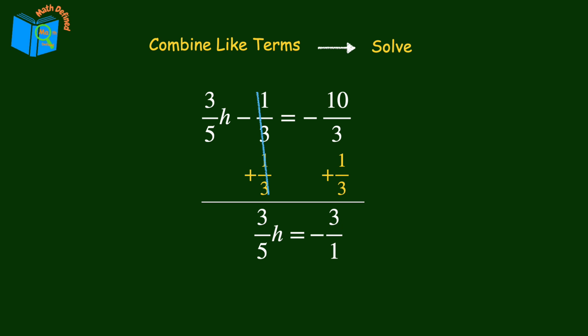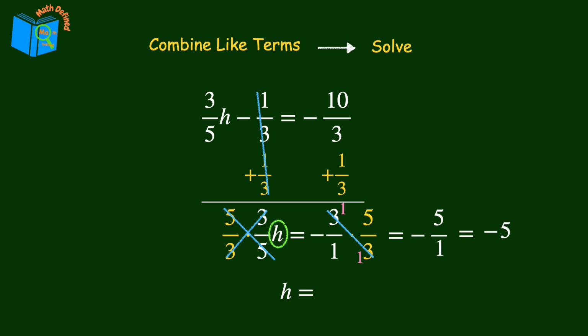over 1. Next, we solve for h by multiplying both sides by the reciprocal of 3/5, which is 5/3. After canceling out the fractions on the left side, we're left with h. And on the right side, we can cancel out the 3's. And negative 1 times 5 equals negative 5, and 1 times 1 is 1. We can simplify further to get negative 5. So our solution is h equals negative 5.